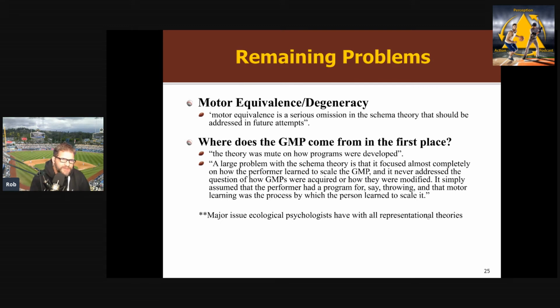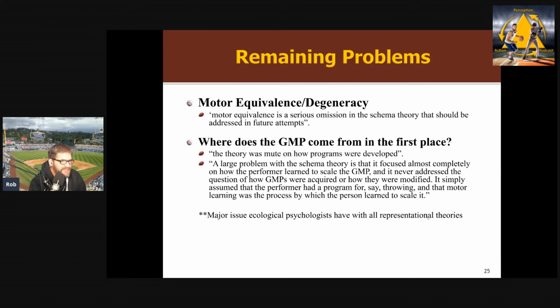This is one of the main issues that a lot of people have with the GMP, and Schmidt fully admitted that he didn't address this. As I say at the bottom there, this is a general problem that a lot of us who follow an ecological approach have with information processing theories in general: where do the representations come from in the first place? He does not really say that.